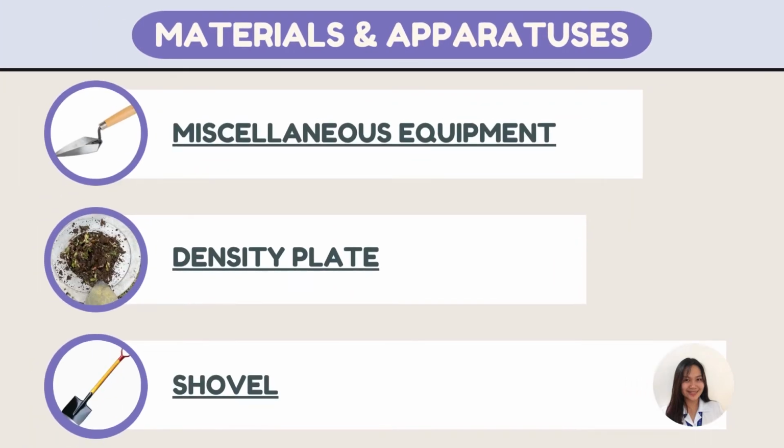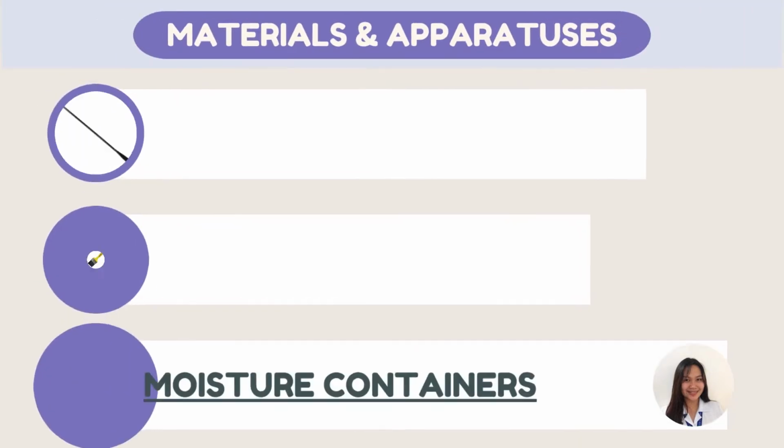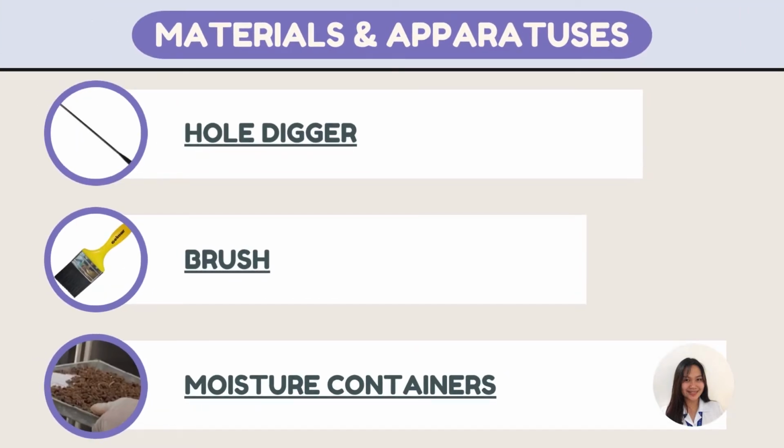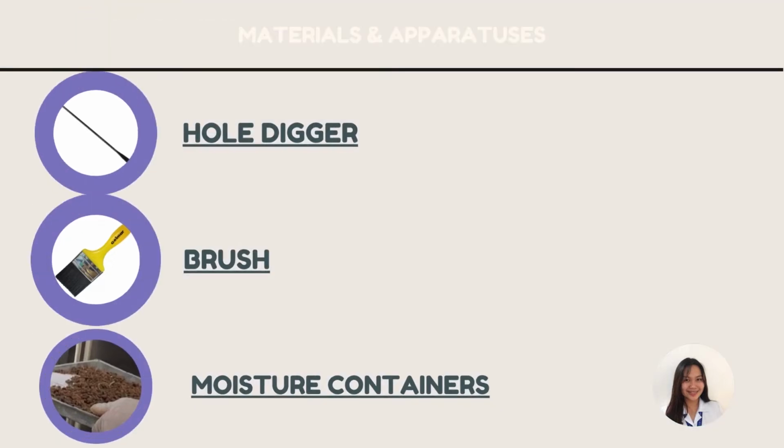Drying equipment or the oven. Miscellaneous equipment such as knives, small pick, chisel, small trowel, screwdriver, or spoons. A density plate with a central circular hole of diameter equal to the diameter of the pouring cone, and a shovel, hole digger, brush, and moisture containers were also used.